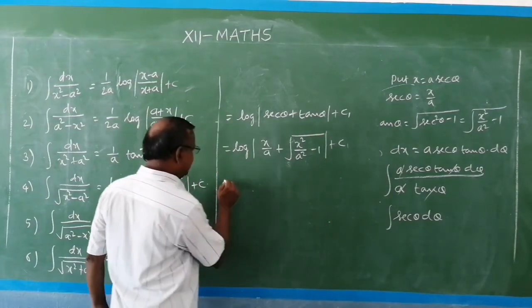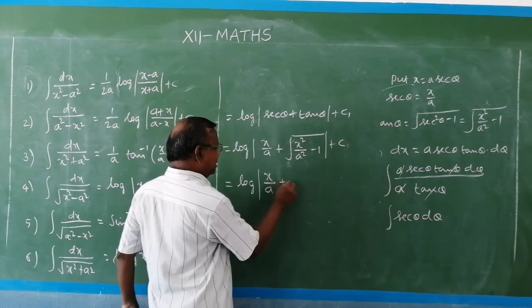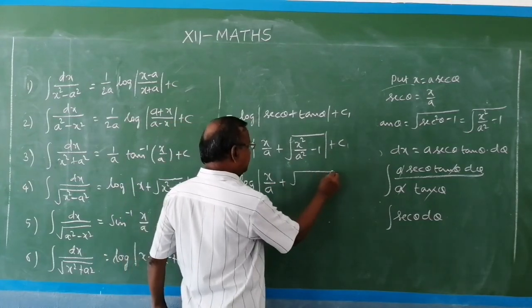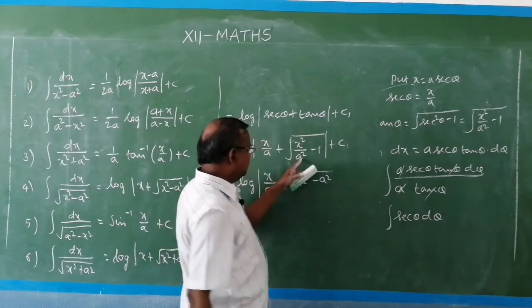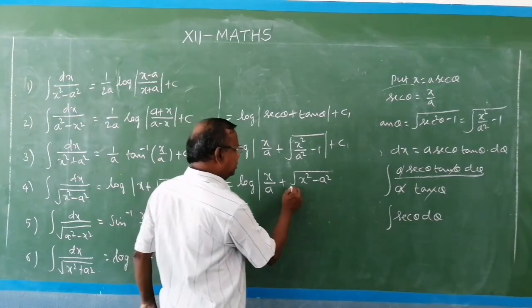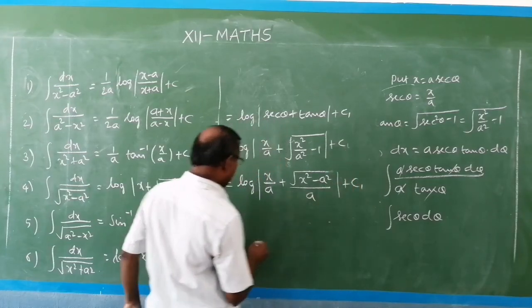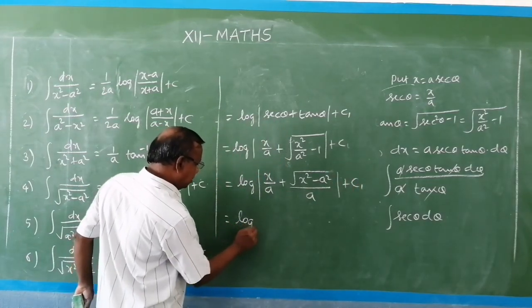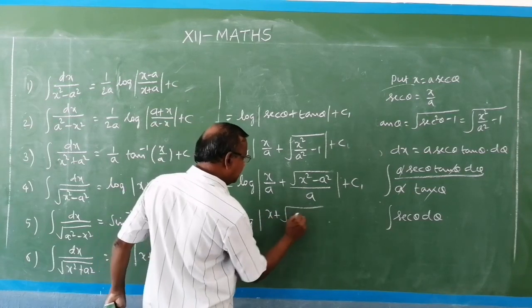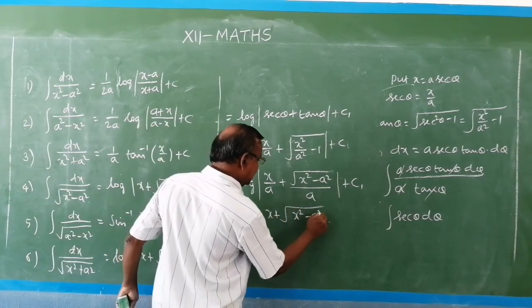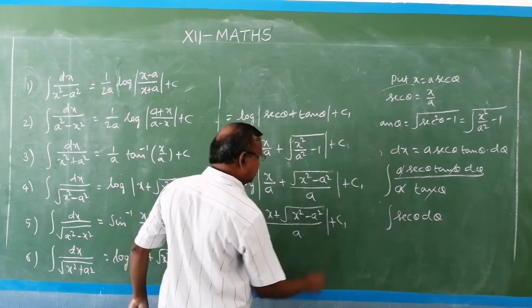Here we can simplify this. This is log of modulus of x by a plus, the numerator is root of x square minus a square, the whole root denominator is root of x square. So putting 1 by a, plus c1, this is log of modulus of x plus root of x square minus a square, whole divided by a, plus c1.